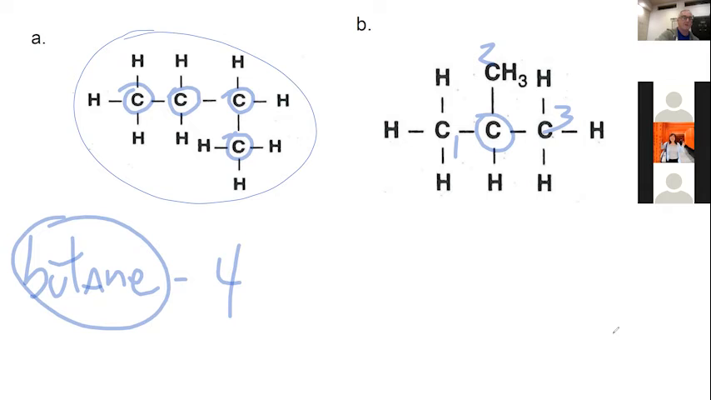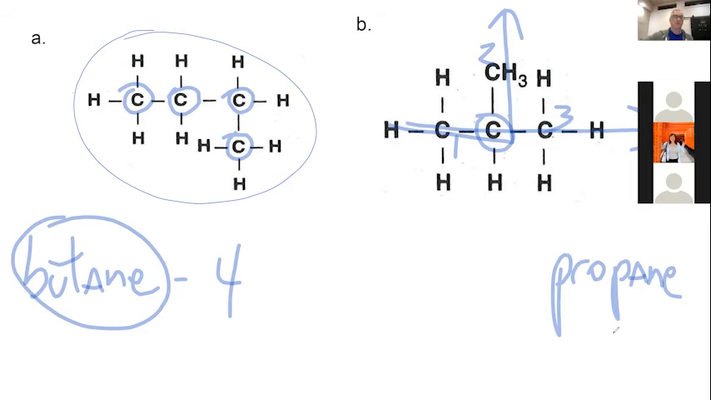So what do we call number 2? What's the longest chain we can make with that one? Longest continuous chain of carbon atoms. 3, right? And it doesn't matter if we go 1, 2, 3 or 1, 2, 3. We'll get the same thing. So 3 is the longest chain. So what's our root structure for this? What's our root name? Propane. Propane, right? So we've got a substituted propane.